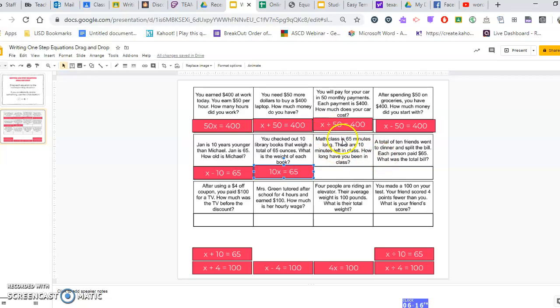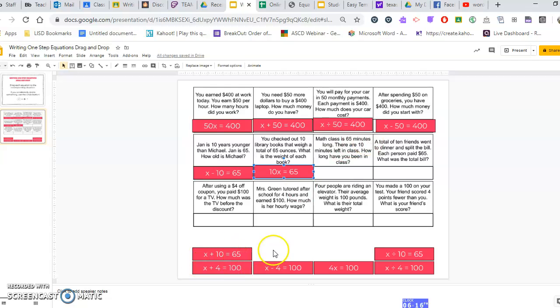Okay, the next one. Math class is 65 minutes long. There are 10 minutes left in class. How long have you been in class? So 65 minutes is the total length of the class, but there are 10 minutes left. So if we take 10 from 65, we would see how many minutes we've already been there.